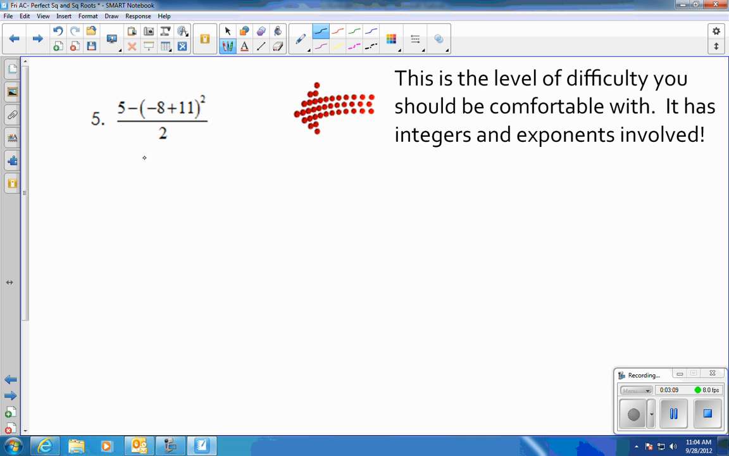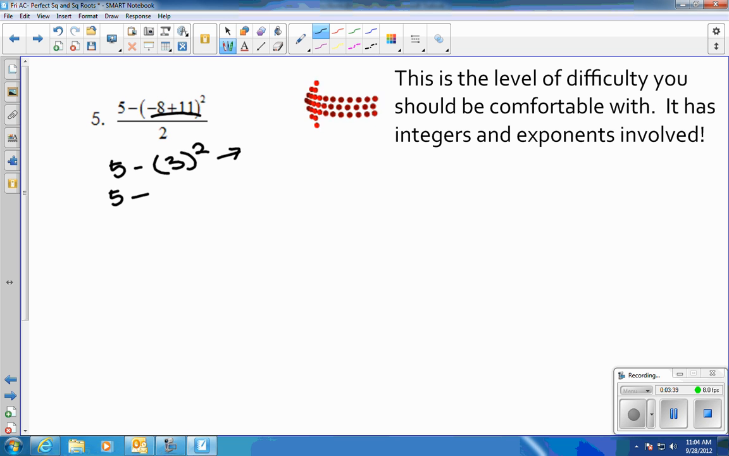All right, so this is the reason that we will be doing this, because we will be doing more problems involving order of operations that have exponents this year. So this is the level of difficulty you should be comfortable with. So we're always going to start in the parentheses first. -8 plus 11 is going to be 3.